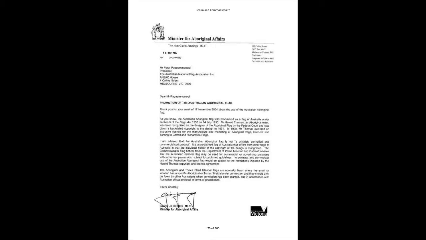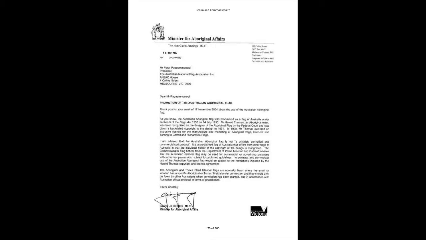Thank you for your email of 17 November 2004 about the use of the Australian Aboriginal flag. As you know, the Australian Aboriginal flag was proclaimed as a flag of Australia under Section 5 of the Flags Act 1953 on 14 July 1995. Mr. Harold Thomas, an Aboriginal elder, was later recognised as the designer of the Aboriginal flag by the Federal Court and was given a backdated copyright to the design to 1971.